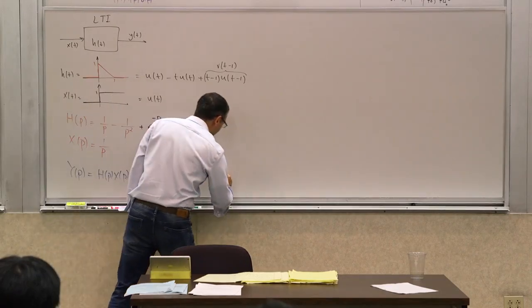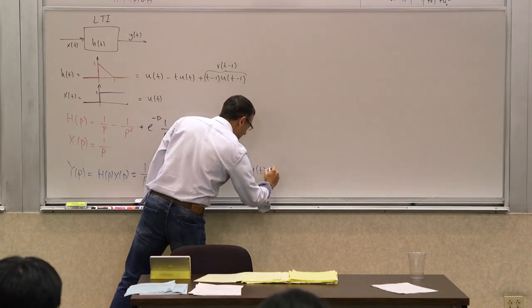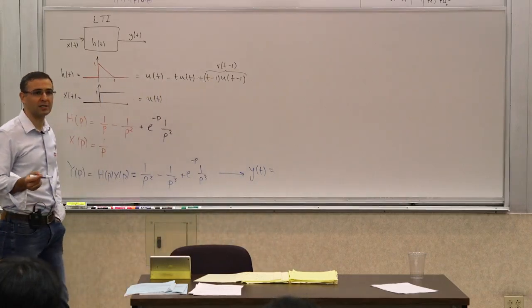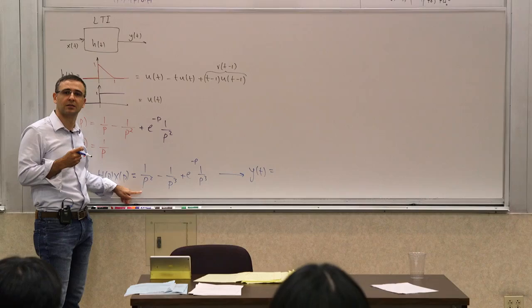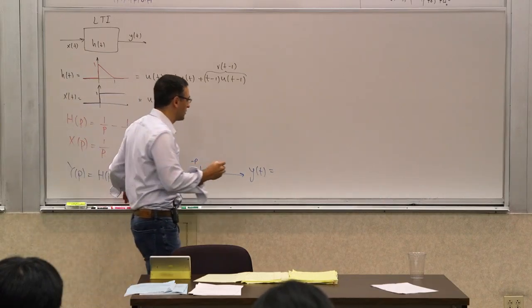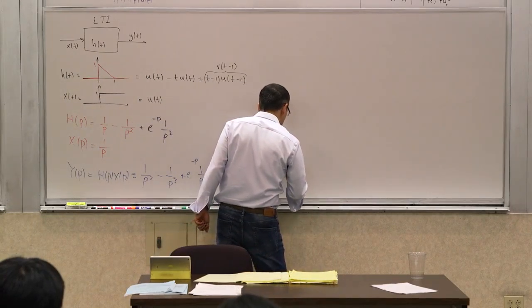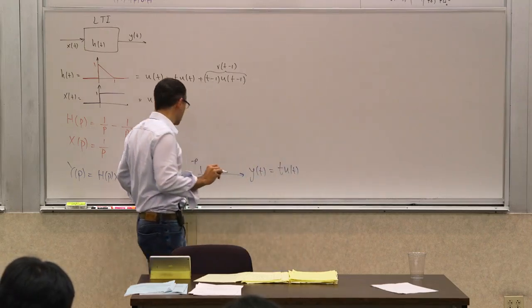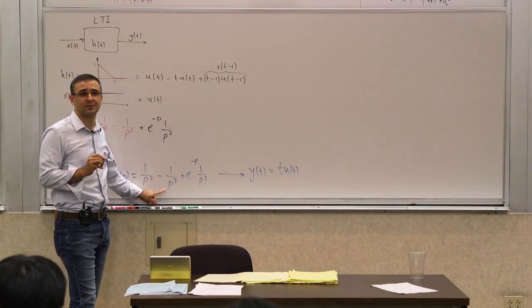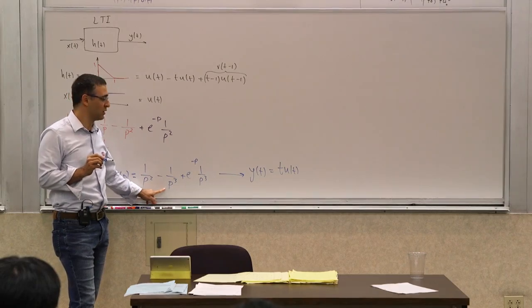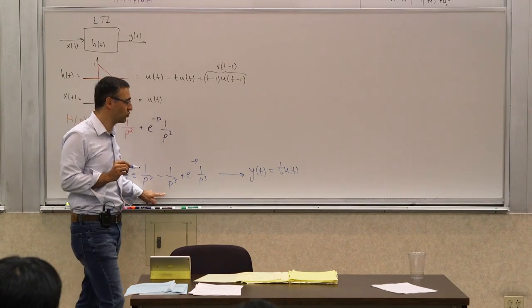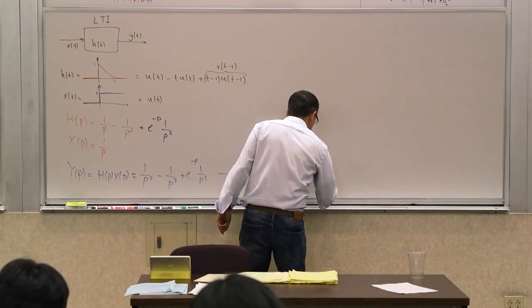And then I have to convert that back to a y of t, right? Again, I use the catalog. What is the catalog entry for this one? 1 over p squared is r of t, or t u of t. What is the catalog entry for this one? What is it? t squared over 2. Exactly.